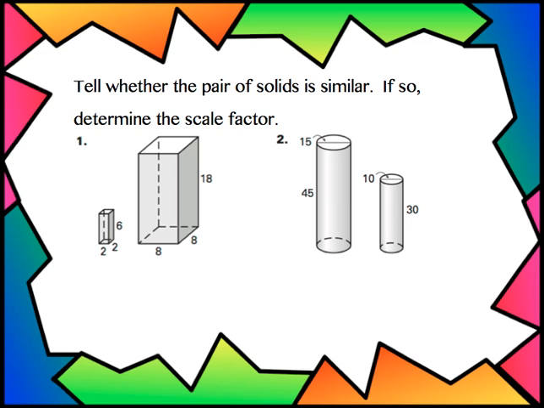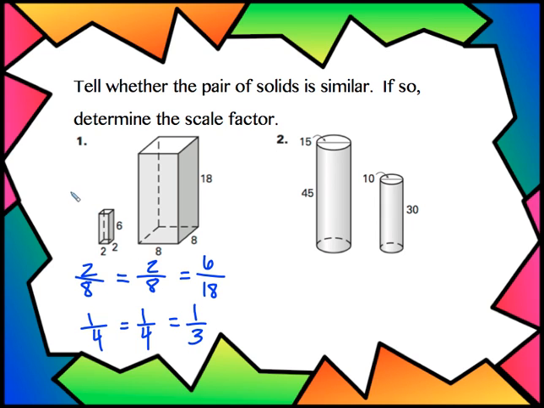So they are proportional, the sides are proportional. So they should all reduce to the same scale factor. So we have 2 over 8 here, and 2 over 8 here, and 6 goes with 18. So if those all reduce to the same scale factor, then they should be similar. So that's 1 to 4, 1 to 4, and that's 1 to 3. So these are not similar.